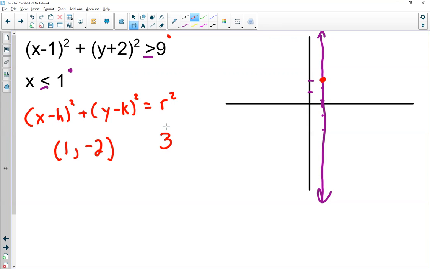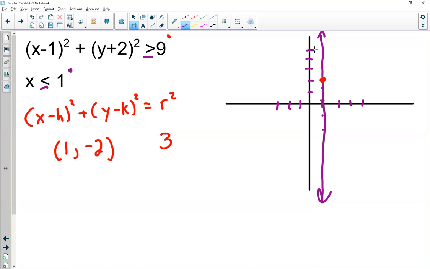Isn't it supposed to be negative 1 in the coordinates? No, this is x minus 1, so I have to put in a positive 1 to make it minus 1. Okay, so this is 3. So what's the radius? You're square rooting it. Square root. I'm sorry, not square. My fault.